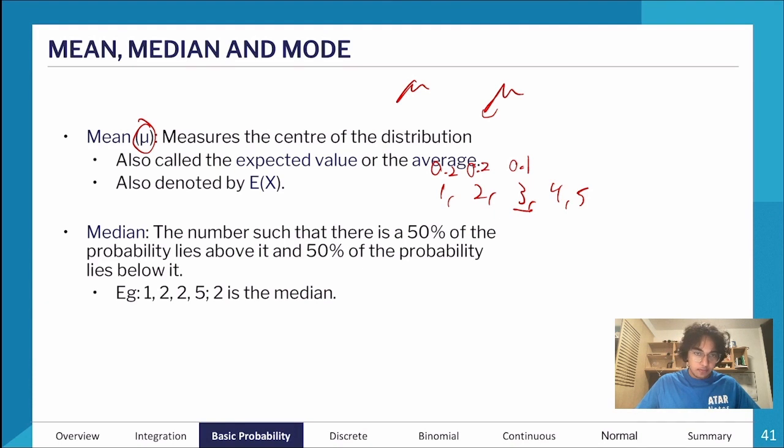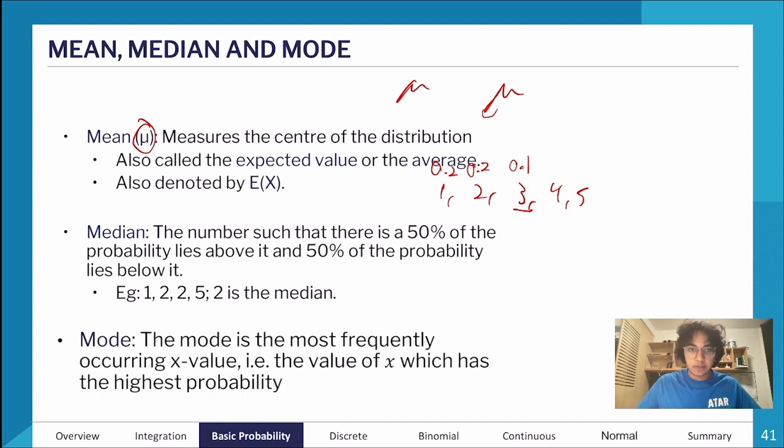Right, so in this case you've got 1, 2, 2, and 5. 2 is the most common thing, so it's also smack bang in the middle, so that's the median. Mode is the most frequently occurring x value, or event value. So in the case of the last one, the mode is also going to be 2, because it's the value of x which has the highest probability, right?